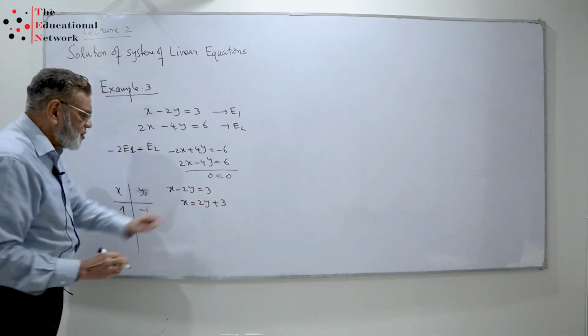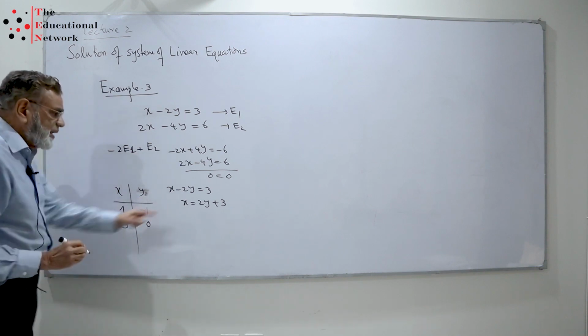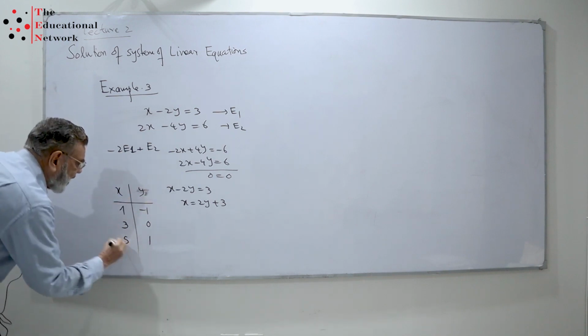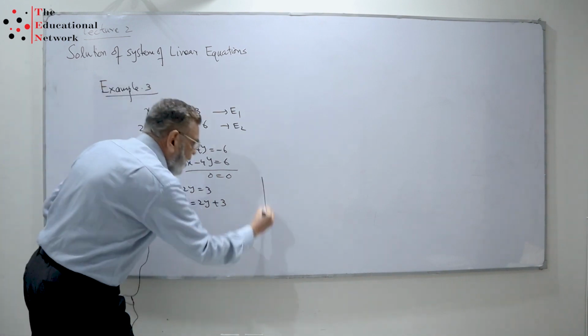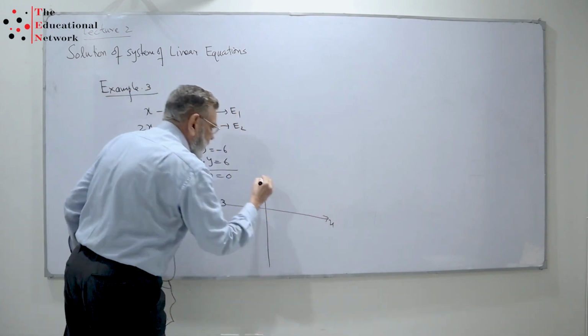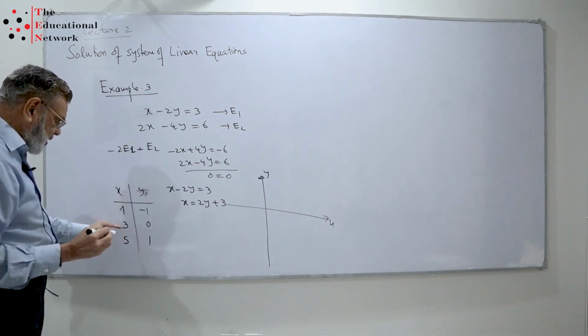I take x, y equal to 0, I take y equal to 0, I get the value of x equal to 3. I take the value of y equal to 1, so I get the value of x equal to 5. So I just draw this graph for this one. This is my xy plane, this is my x-axis, and this is my y-axis. I have taken the points for x: 1, 3, and 5.